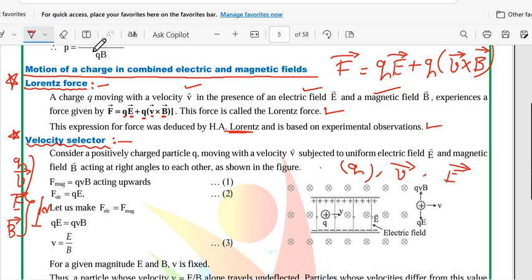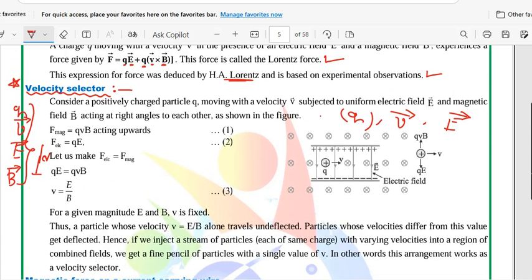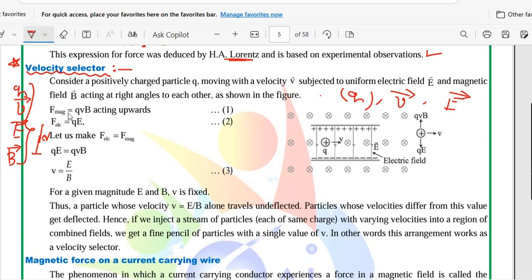Whatever the magnetic field, electric field, charge and velocity, these are all perpendicular to each other. In that condition, let us consider the magnetic force. The magnetic force F is equal to Q into V into B. This is acting in the upward direction. And also the force due to the electric field is acting in the downward direction.